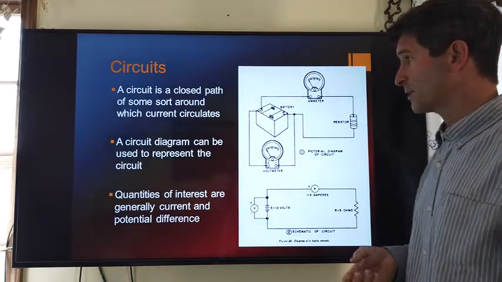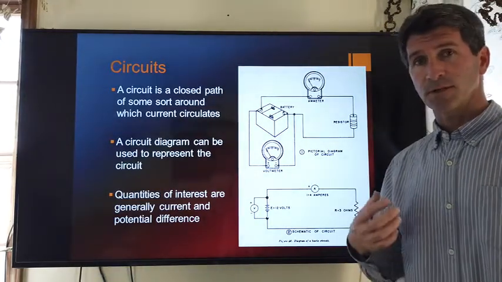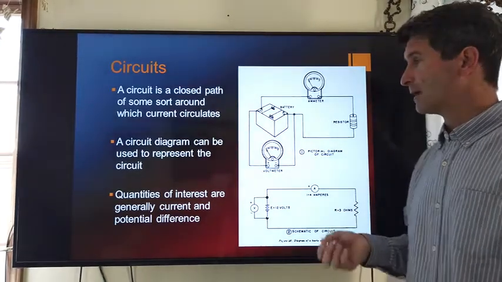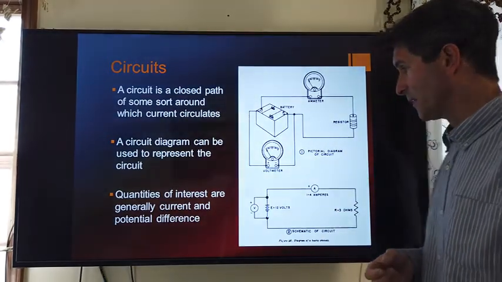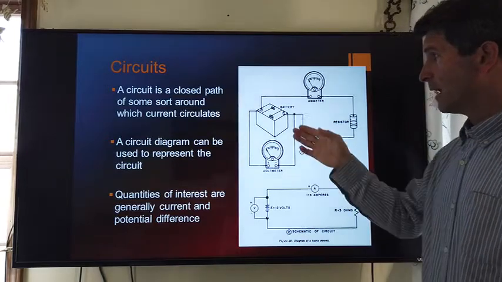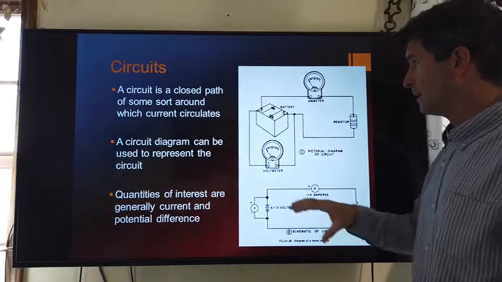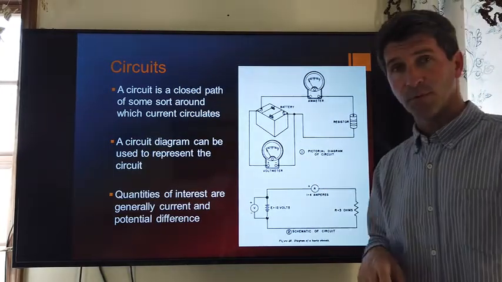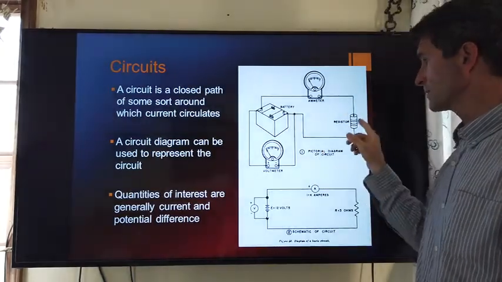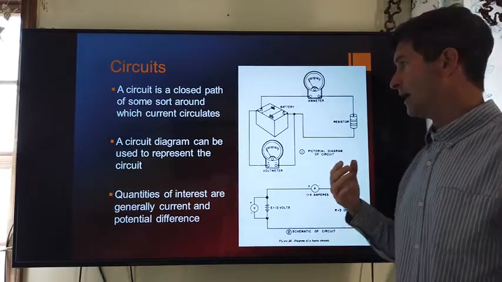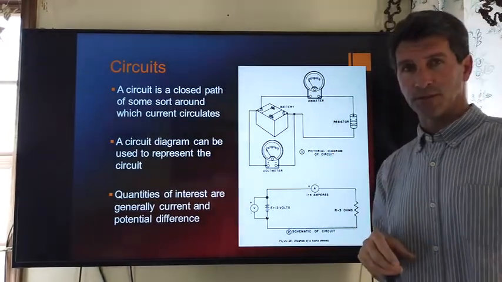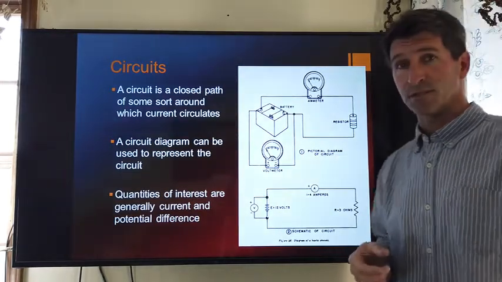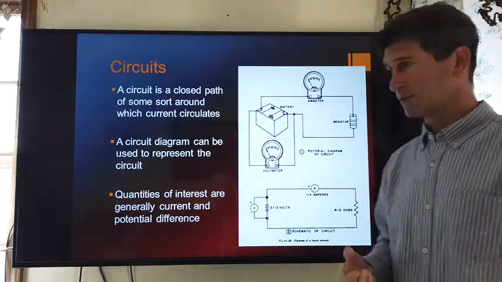Many of the ways that we characterize a circuit is in terms of current and voltage and also resistance. We'll talk about that later. Now here is a general representation, a drawing, of a battery hooked up to a resistor, and an ammeter is placed here to measure current. A voltmeter is placed across the battery or the resistor to measure voltage.